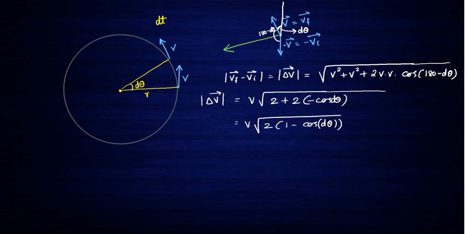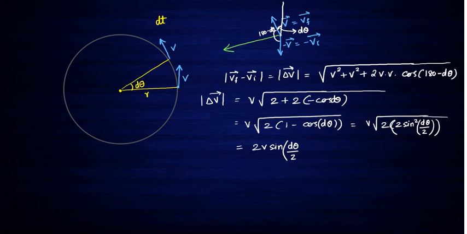Now we can use the trigonometric identity which says that 1 minus cos of d theta is equal to 2 sine square of d theta by 2. So this is equal to v under root of 2 into 2 sine square of d theta by 2. So this is sine of d theta by 2 the whole square. So if we do take the root of this equation, we get 2v sine of d theta by 2. So this is the exact answer.